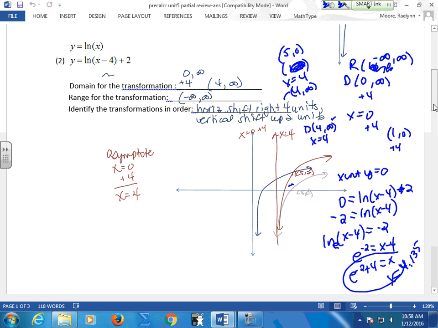Absolutely. I know I didn't ask you for it here, but just in case it's on the test, you have to find the asymptote, you have to find the intercept. Okay? Questions at all on the transformation? Okay.